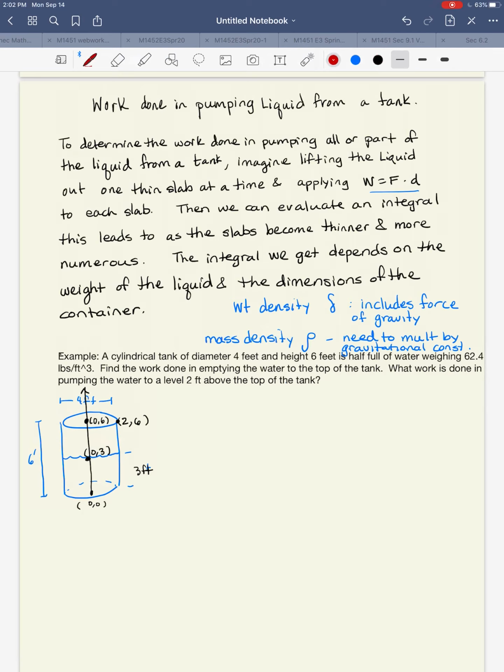Okay, now we've got this liquid and we're going to cut it up into an infinite number of slices. So an example of a slice is this. And if I pull that out, it looks just like a circular disc, whose radius is the same as the radius of the tank, and whose thickness is delta. If that's the y-axis, then I would denote my thickness as delta y.